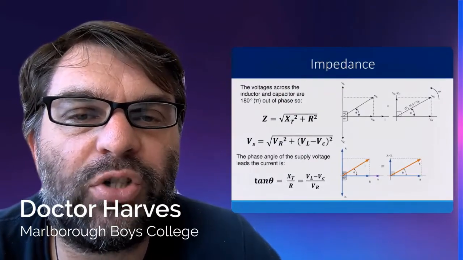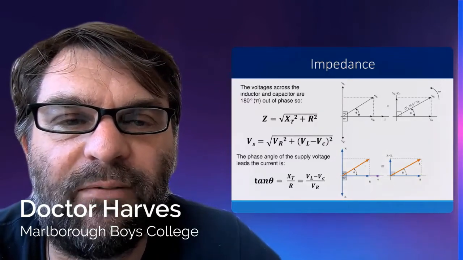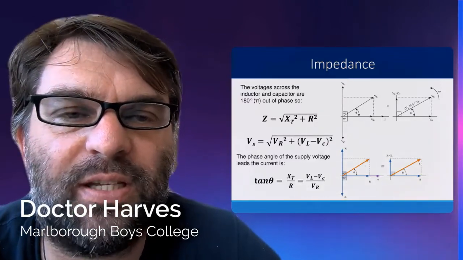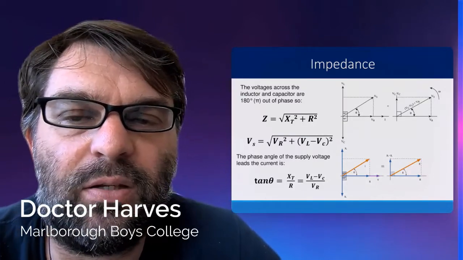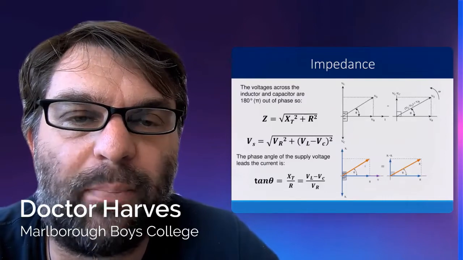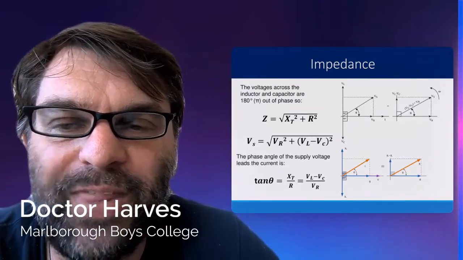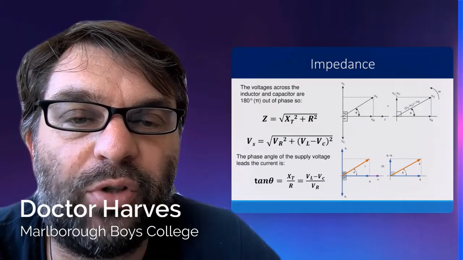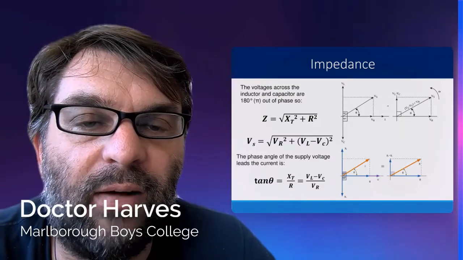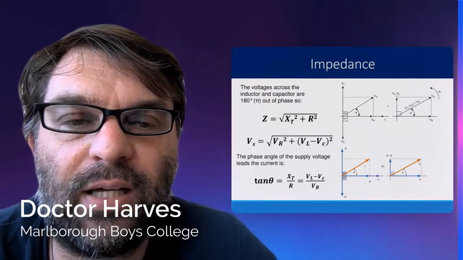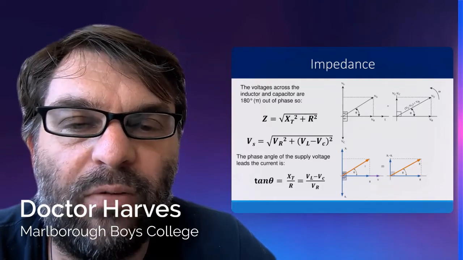And the voltages across the inductor, as was previously mentioned, and the capacitor are 180 degrees out of phase. So then from vector diagrams, you can see on the right that the total impedance will be the total reactance all squared plus the resistor all squared. Take the square root of that, okay, a bit of Pythagoras. And then also the supply voltage will be the voltage across the resistor all squared plus the voltage across the inductor minus the voltage across the capacitor squared, take the square root of that.